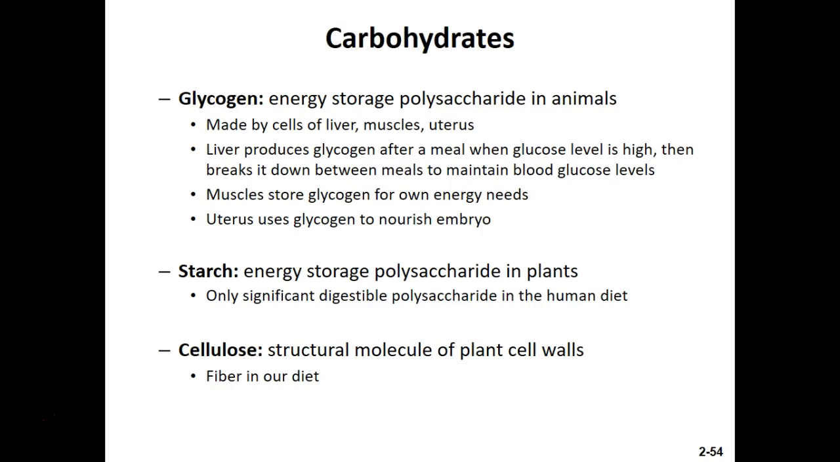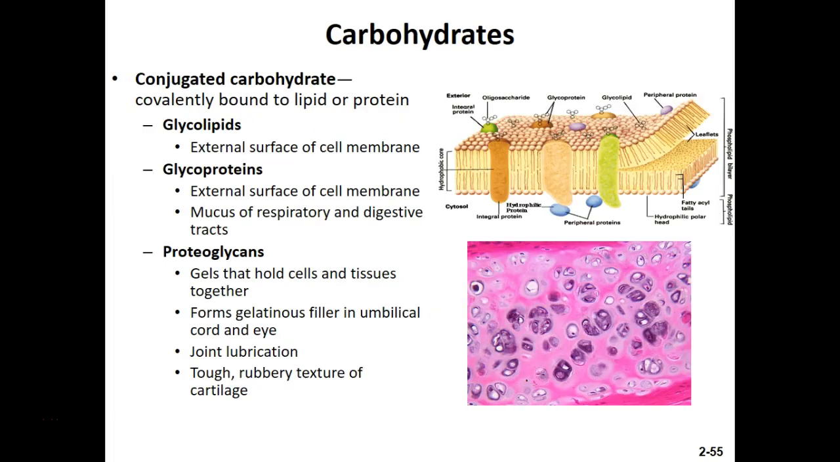I just talked about this, but glycogen, energy storage for animals, starch, energy storage for plants, and cellulose, structural molecule that forms plant cell walls. We also have some conjugated carbohydrates. A conjugated carbohydrate is a carbohydrate that has a protein or a lipid associated with it. So glycolipids, we have a carbohydrate bonded to the lipid. Or a glycoprotein, we have a carbohydrate bonded to a protein. Proteoglycans are carbohydrates and proteins that form a jelly-like substance that helps to hold cells and tissues together.